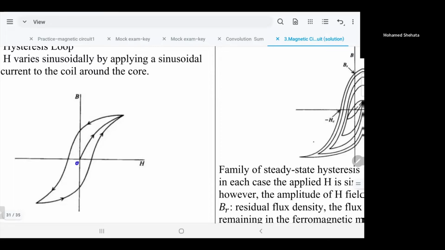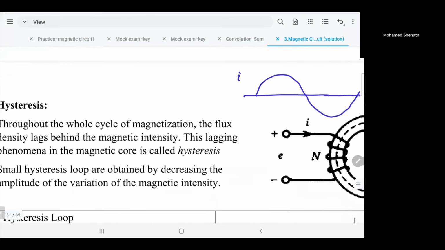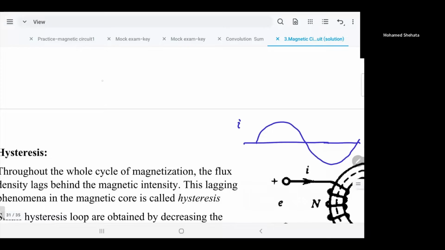Do you remember what's the relationship between H and I? Which law controls the relationship between the field intensity and the current? Ampere's. Let me just refresh your memory. Ampere's law says simply the closed integral of H dot dL equals NI, where L is a closed path, as we did before.